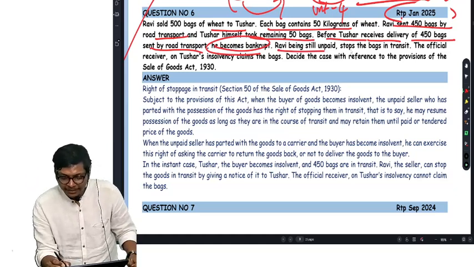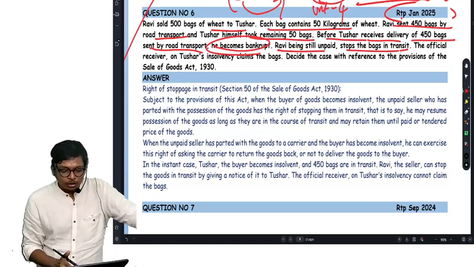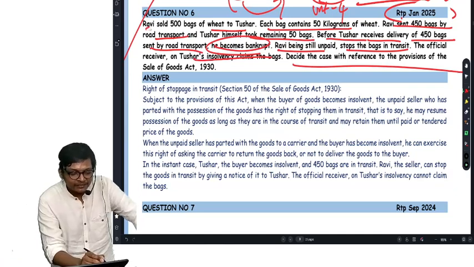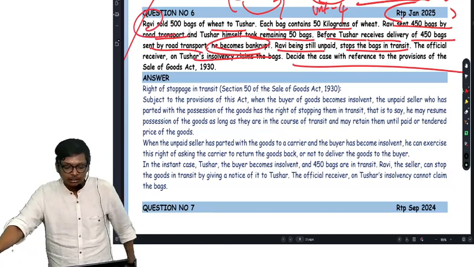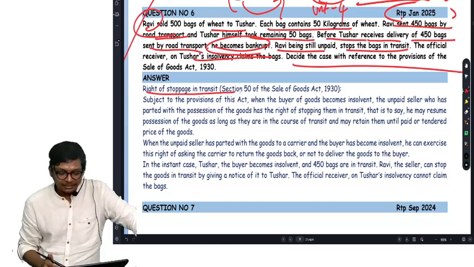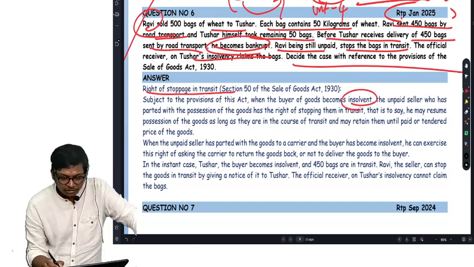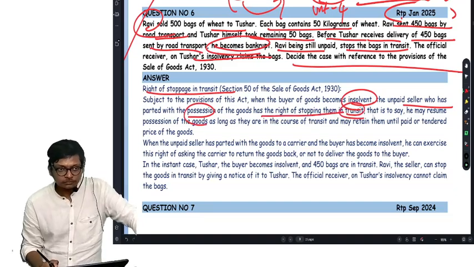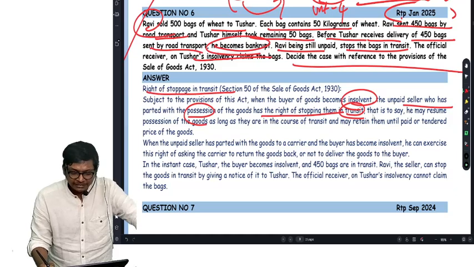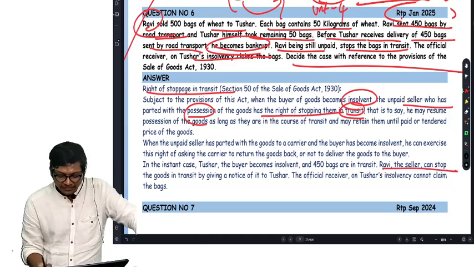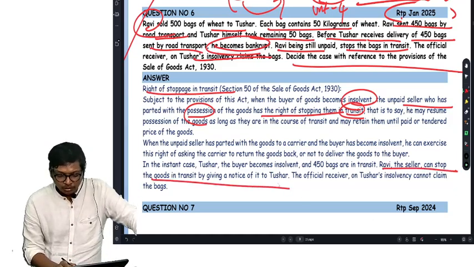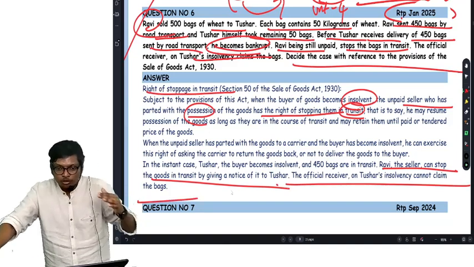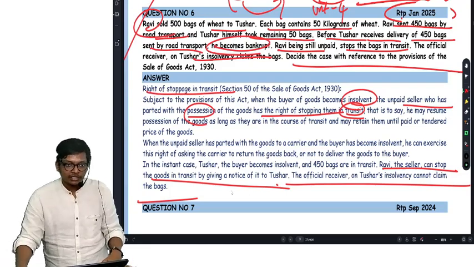Ravi, still being unpaid, stops the bags in transit. The official receiver on Tushar's insolvency claims the bags. Discuss in this case. Can Ravi stop the bags, guys? Yes. One of the rights, the right of stoppage in transit, says where the buyer becomes insolvent, the unpaid seller who has parted possession has the right of stopping them in transit. Are you following, guys? Okay, so here Ravi the seller can stop the goods in transit by giving notice to Tushar. The official receiver on Tushar's insolvency cannot claim the bags because the ownership here is yet to be transferred. Okay, are you following, guys?